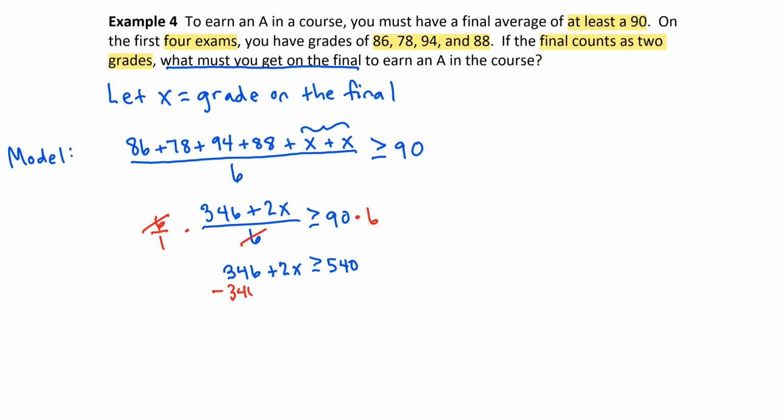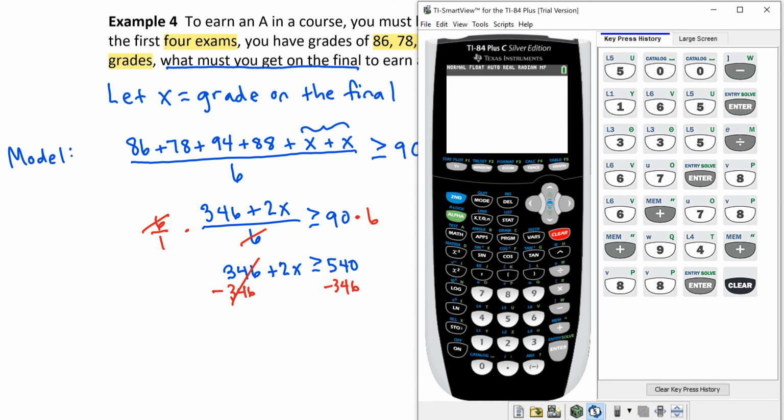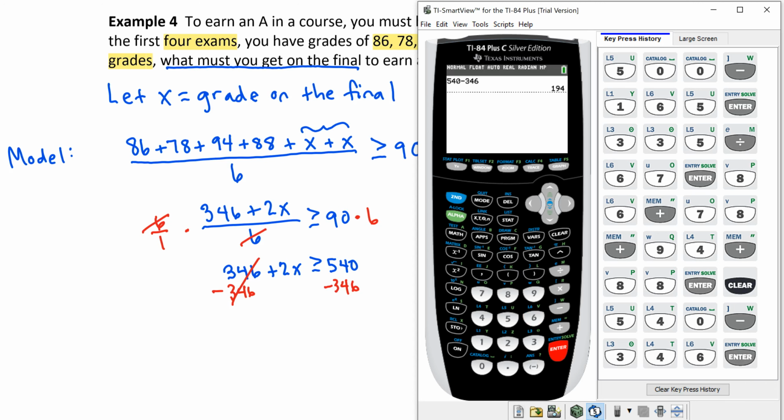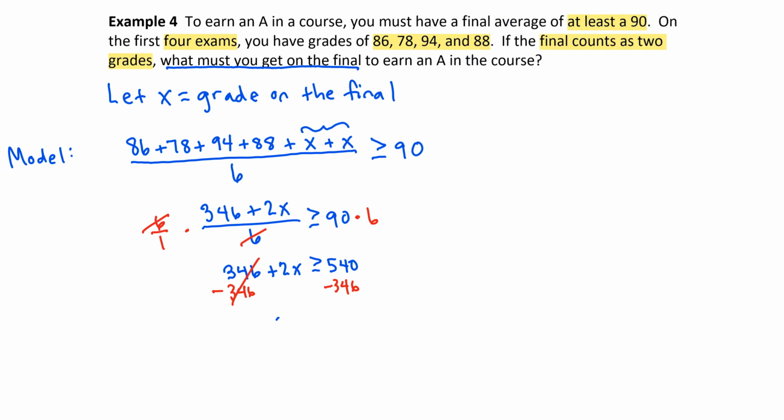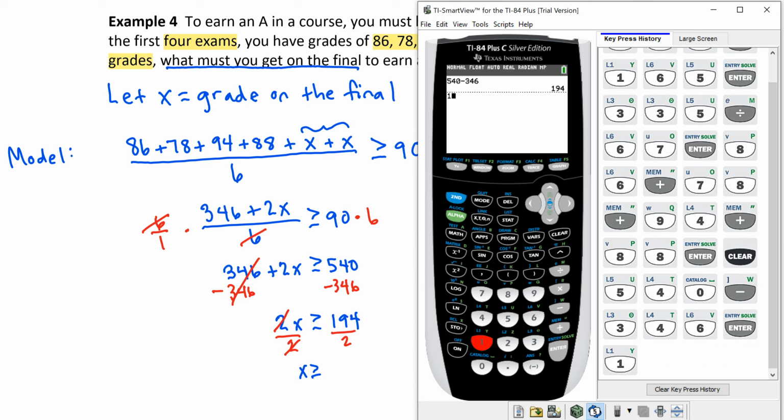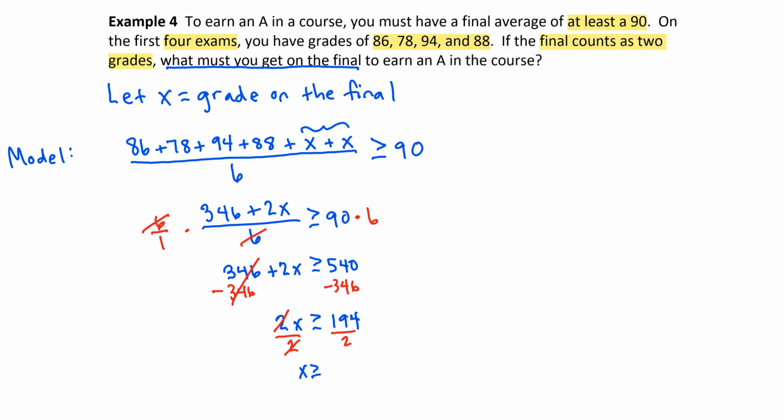We're going to subtract 346 from both sides because our goal is to get x by itself on the left. So let's evaluate 540 minus 346, and we end up with 194. We have 2x greater than or equal to 194. Then we'll finish by dividing both sides by 2. And that would give us x is greater than or equal to, let me double check, 97. Woo! You have to make a 97 or higher on the final to make an A in the course.